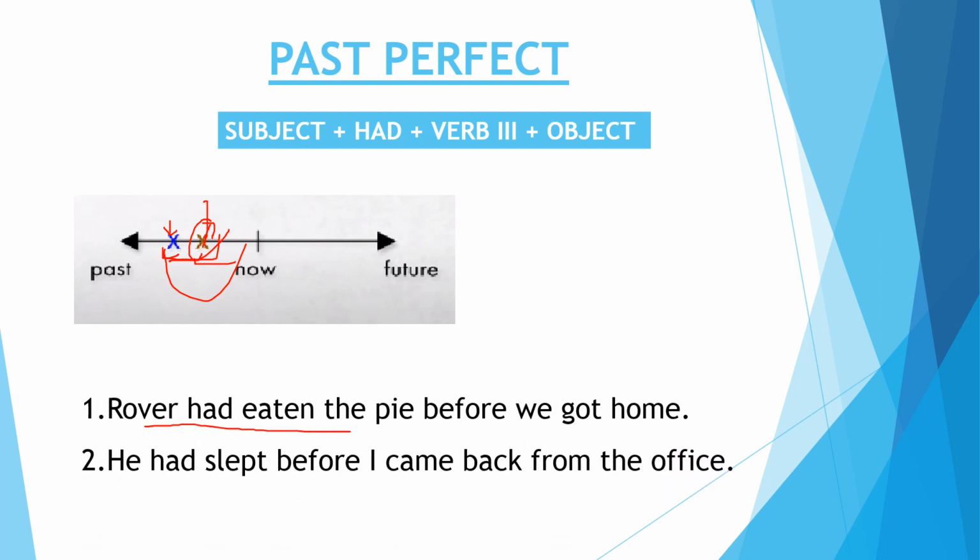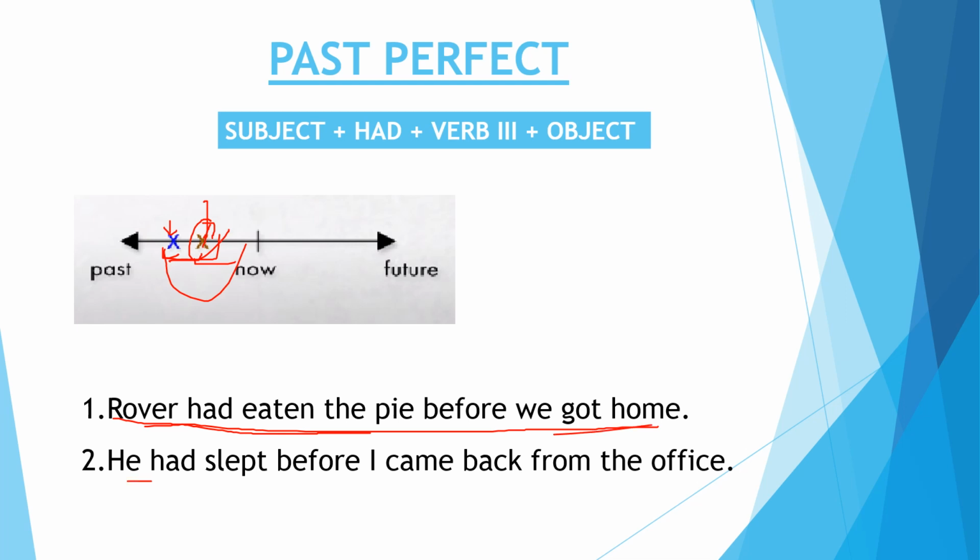Rover had eaten the pie before we got home. So the earlier action is had eaten the pie. He finished eating the pie. After that, what happened? We got home.